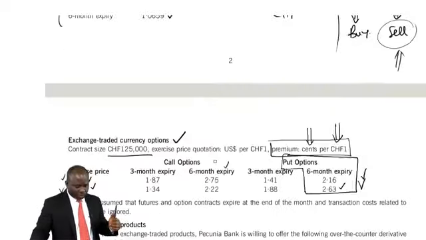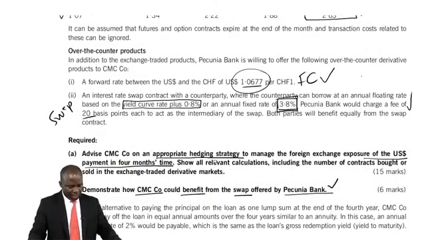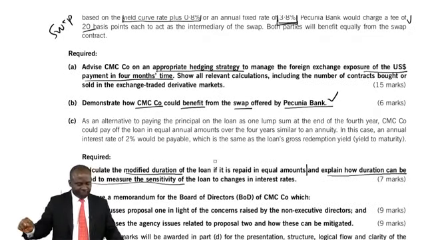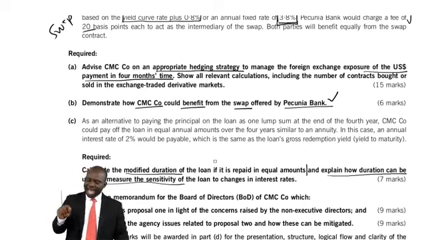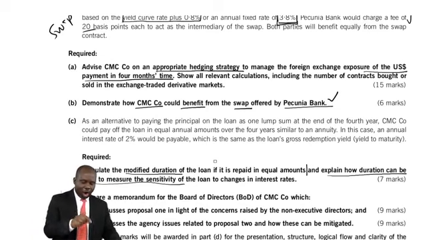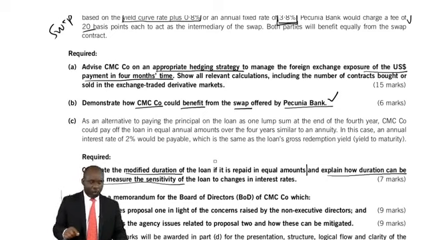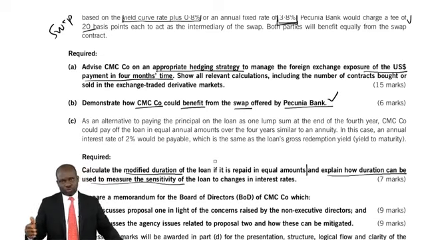But when you come to the requirement, this is where a lot of students couldn't link. Okay, when you come to the requirement, they said as an alternative to paying the principal on the loan as one lump sum at the end of the 4th year, CMC Co. could pay off the loan in equal annual amount over the 4 years. And the requirement was to calculate the duration if the loan is repaid in equal annual amount.